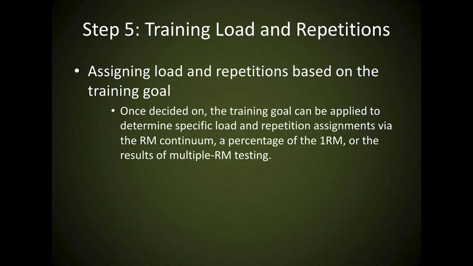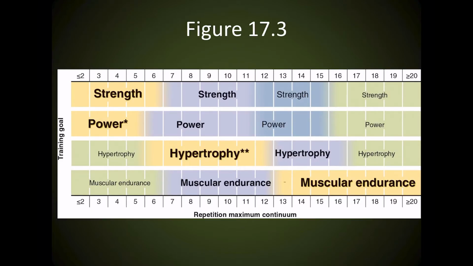And some of these sets and reps are going to be varied depending upon what the actual training goal is going to be. And we'll see that here in a second. So figure 17.3 describes what repetition range is going to maximize the specific goal. So when we look at strength and power, we're really looking at anything less than, let's just say, 7 reps. So there's the line for strength and power.